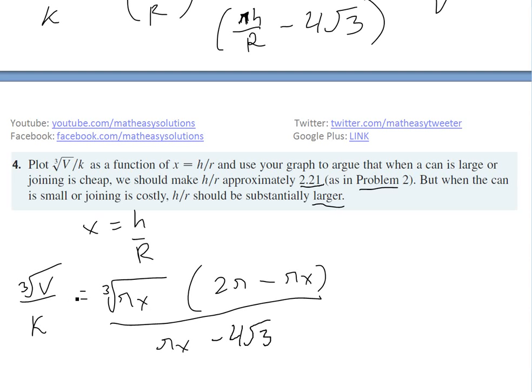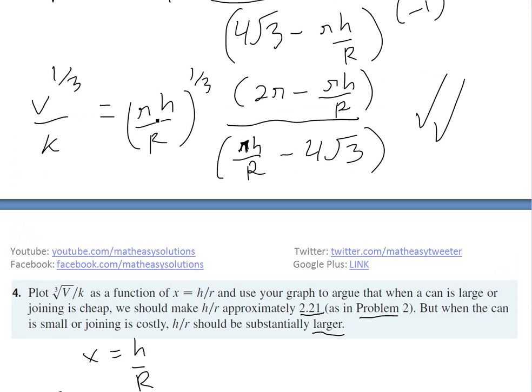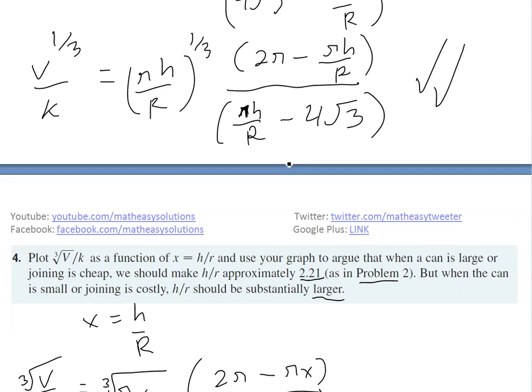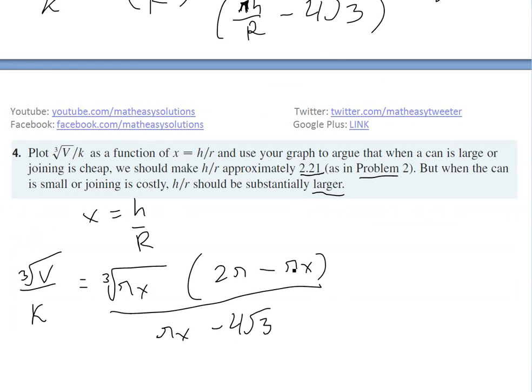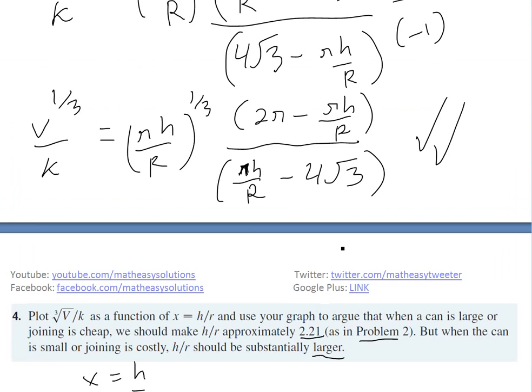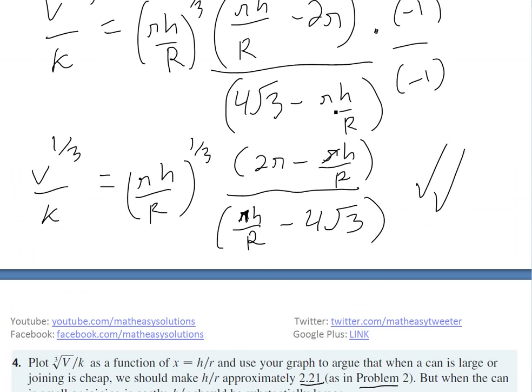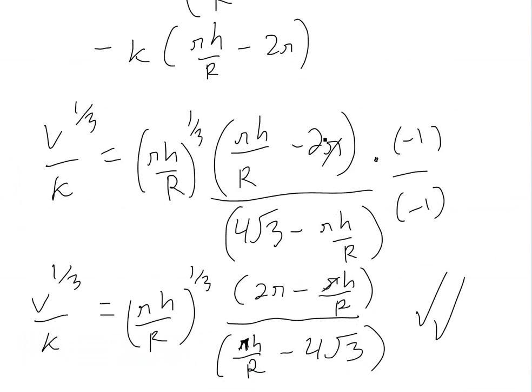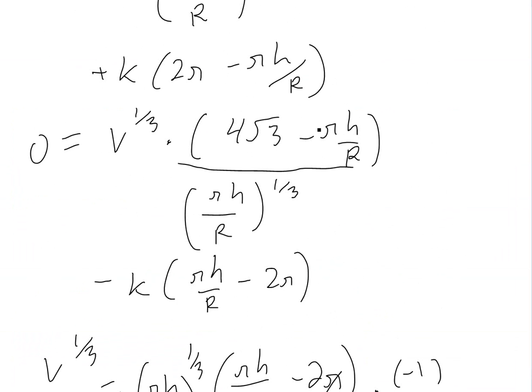First, let's write this in terms of x. So we have cubed v divided by k equals this one here, pi x cubed, and then 1 over 3, then 2 pi minus pi x, and pi x minus 4 pi square root 3. Actually, I made a mistake here. There isn't a pi here, so we have to get rid of these pi's in all of these areas. I'll show you why in a bit.